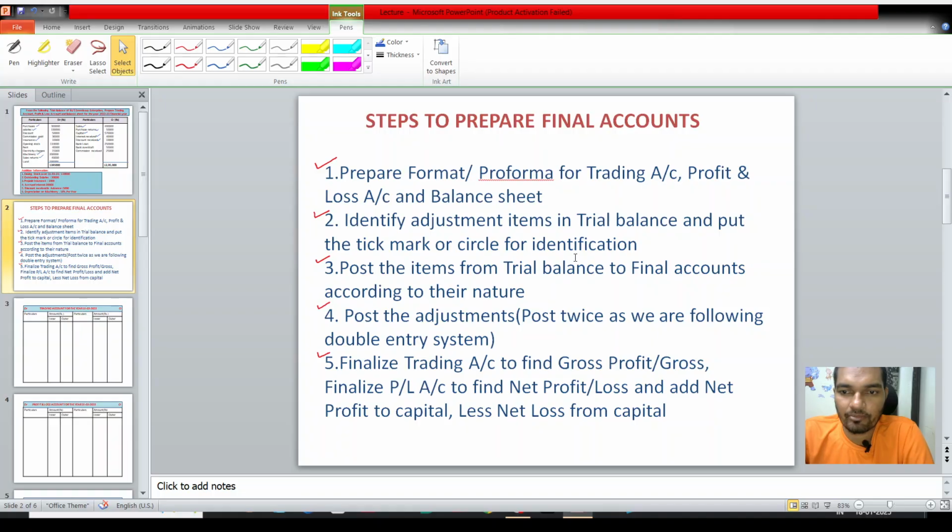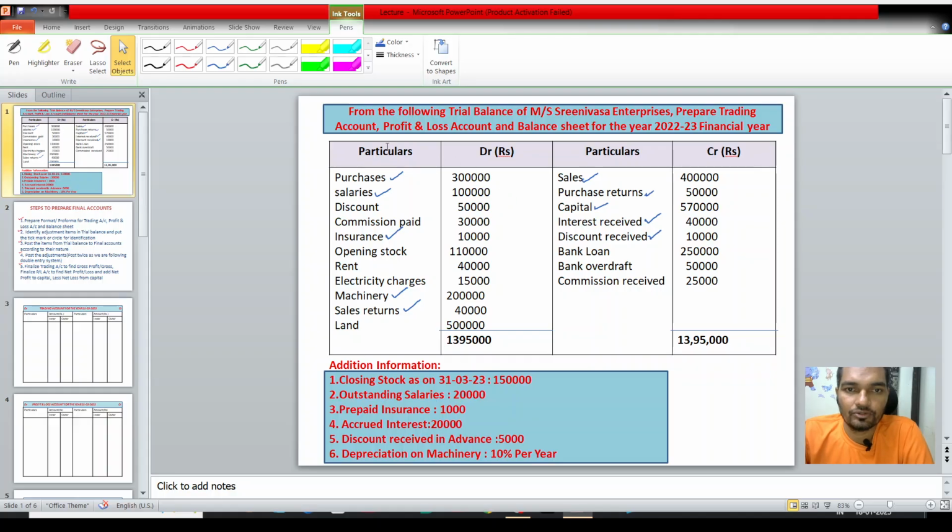Third step: post the items from the trial balance to the final accounts according to their nature. So this is a sum, and we start solving it. We will post the items according to the sequence only. The first item given in the trial balance debit side is purchases.